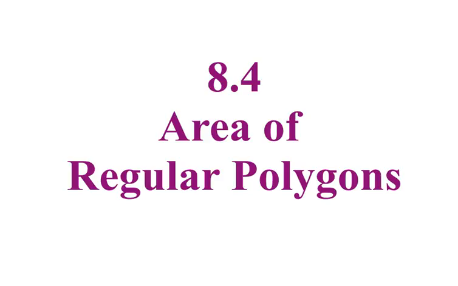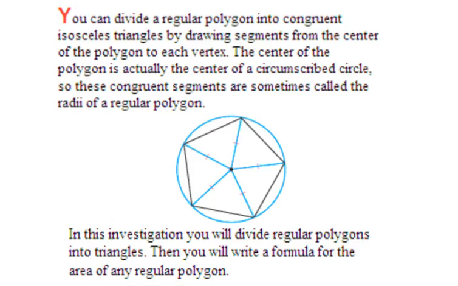All right, so today, 8.4, we're talking about area of regular polygons. Quick review of the definition of a regular polygon. It's a polygon whose sides are congruent and angles would end up being congruent as well. So with that, let's get into it.